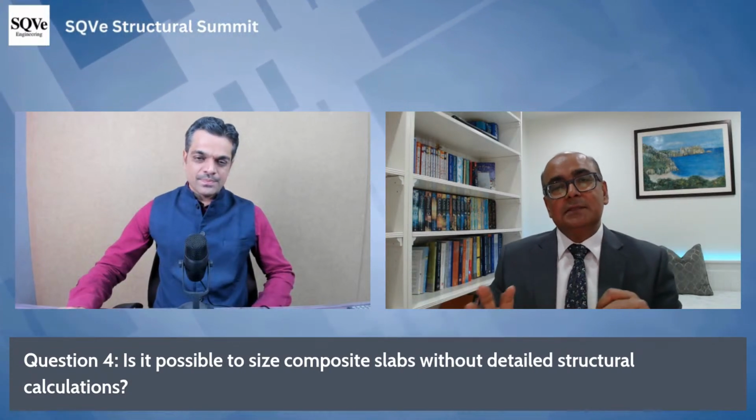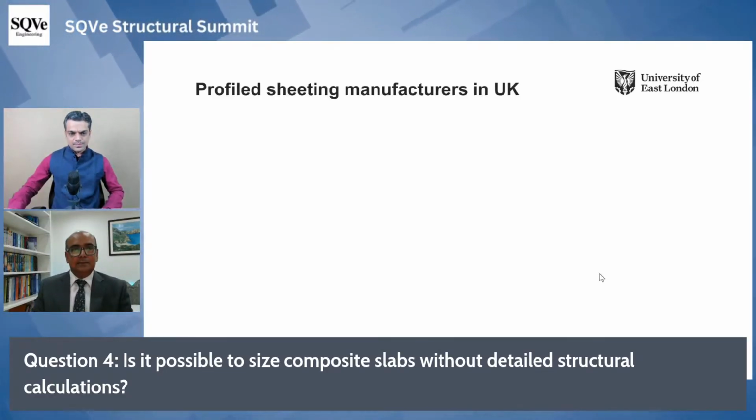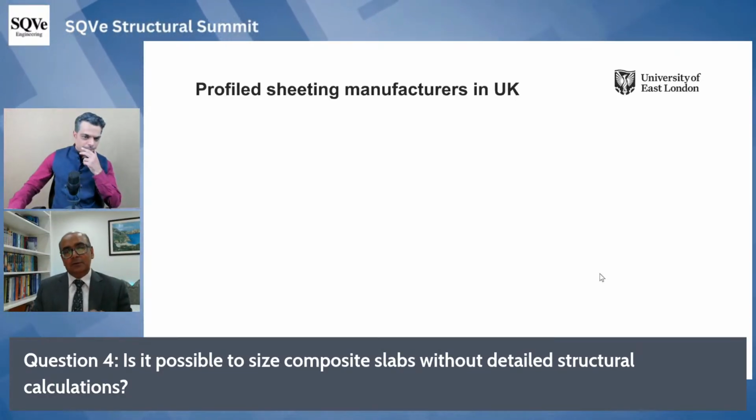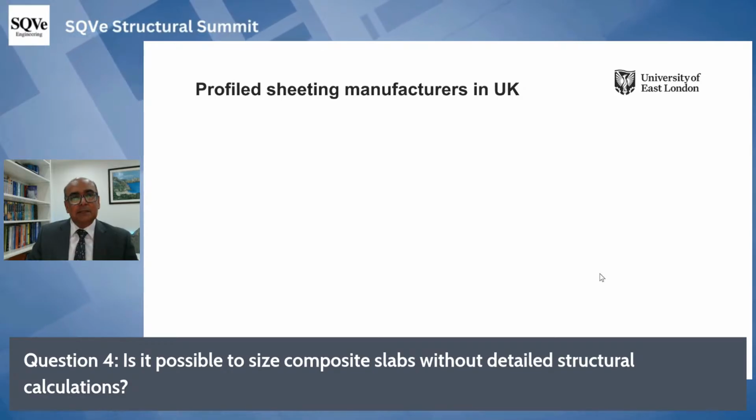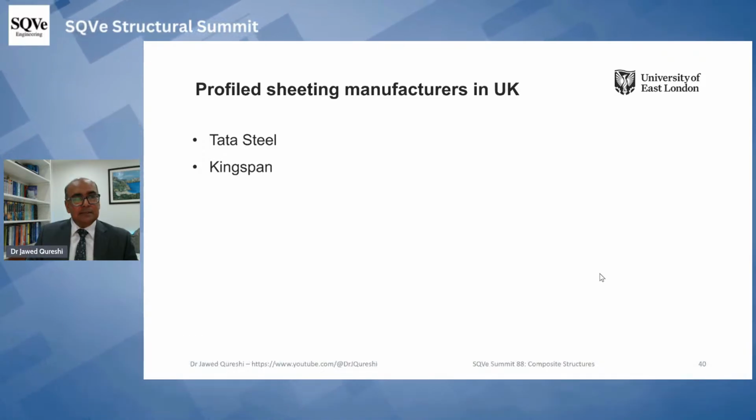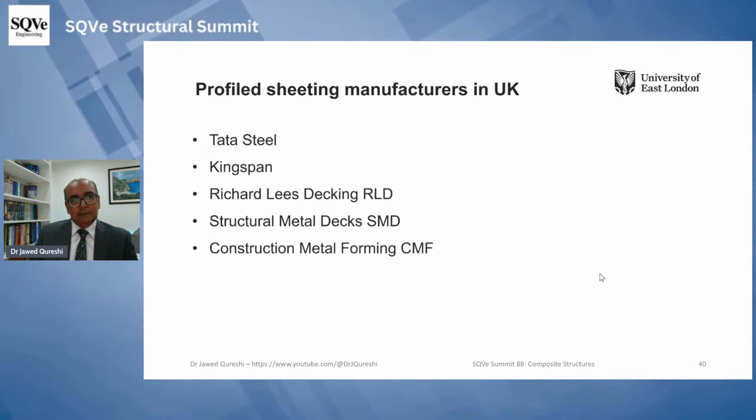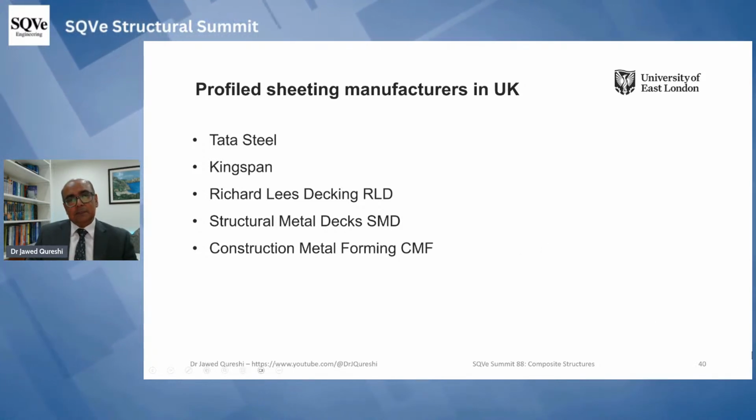The quick answer is yes, it's possible to select a profile sheeting based on load span ratios without detailed calculations. And here are some manufacturers in the UK: Tata Steel, I'm sure it will be in India as well. Tata Steel is Indian. Kingspan, Richard Lees, Structural Metal Decks, SMD, and CMF. These are a few manufacturers, and I will go through their load span tables, and I will tell you how to size the slab as well.